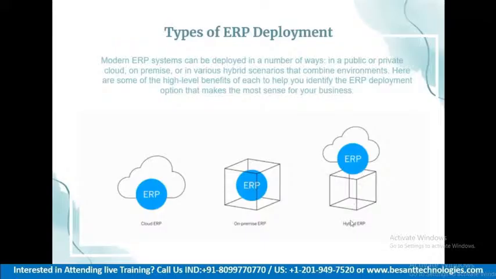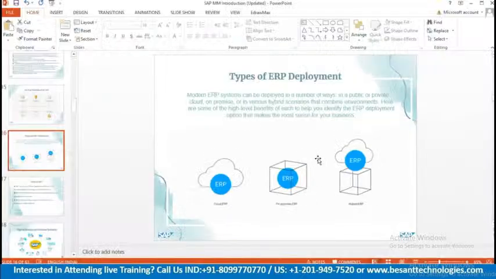So we have another option which is called hybrid. We can install the solution in cloud. Some modules you can install in cloud, and some modules you can run on-premise. In some companies they use both. They have the solution in the physical server, and they also have the same solution deployed in the cloud. So we have three options for deployment: cloud, on-premise, and hybrid.